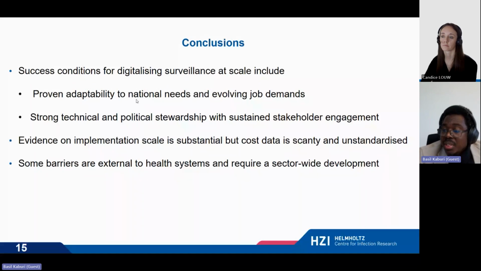And evidence on implementation scale is substantial, but normally, as we saw, cost data is not particularly available for implementations, as those who are busy implementing are probably not the best, don't have the best expertise to do cost evaluation and analysis. And some barriers of the implementation had to do with the whole national development and were not system specific.